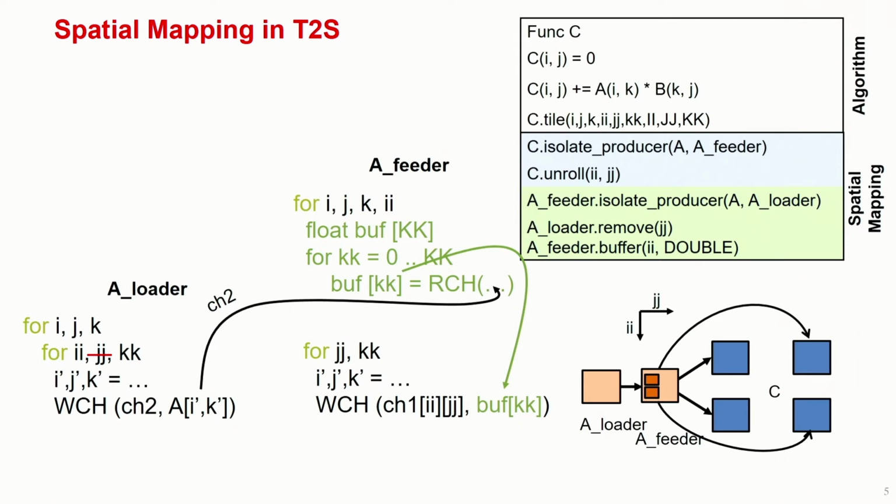And now A loader and A feeder are connected using channel CH2, and A loader sends the data of matrix A using CH2 to A feeder. A feeder reads the channel and writes the values to the buffer, and further it uses the values from the buffer to feed the systolic array of the main compute PEs.